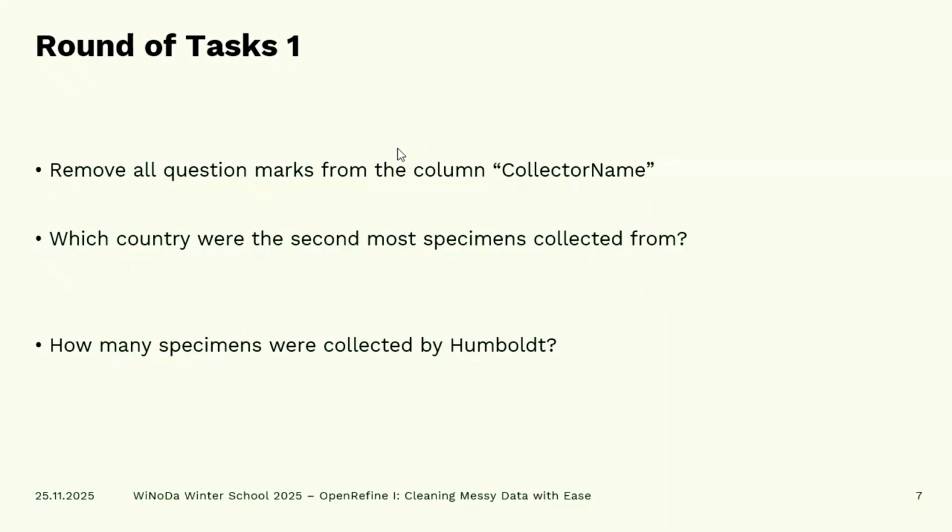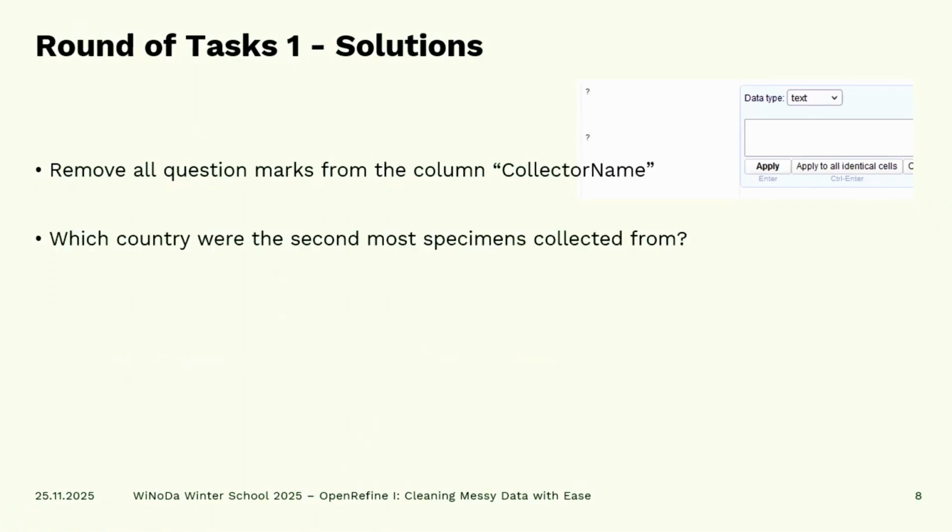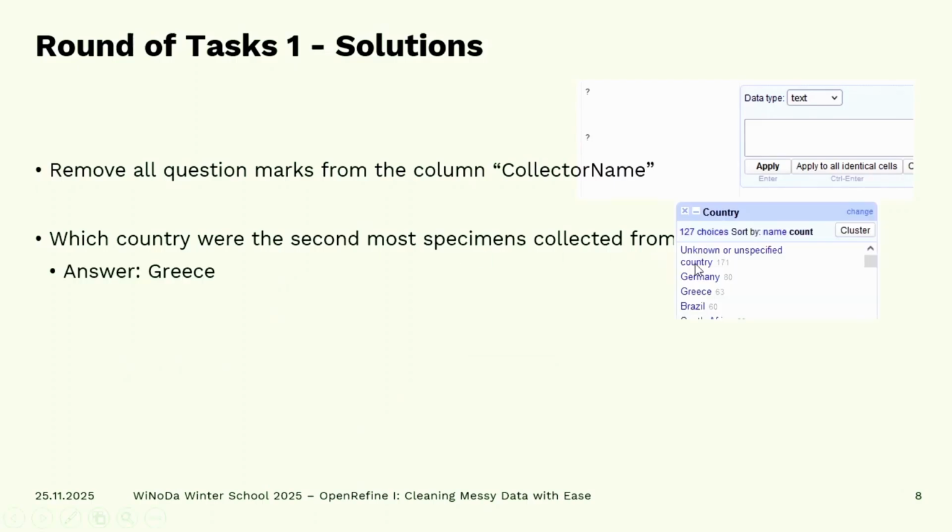I'm going to start with the results on the first one. That was the task for apply to all identicals. You select one of the question marks, just empty out the field and click apply to all identicals. I didn't check how many question marks we had, but there were a couple. Which country were the second most specimens collected from? The answer is Greece.